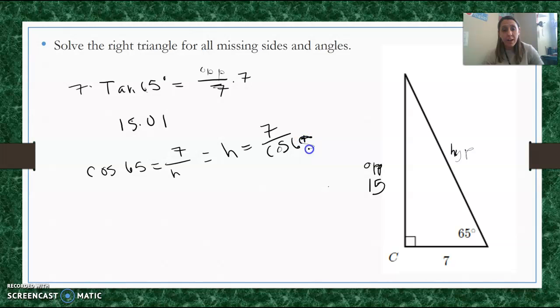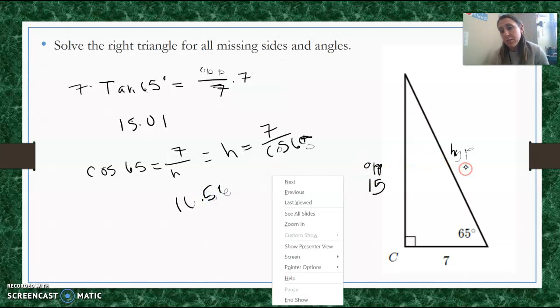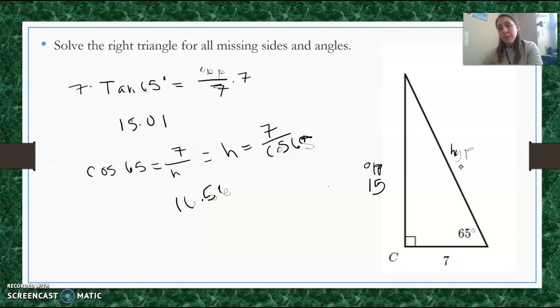of 65, which is equal to 16.556, which rounds to 17. Okay, and then the difference between 65 and 90 is a 25-degree angle.